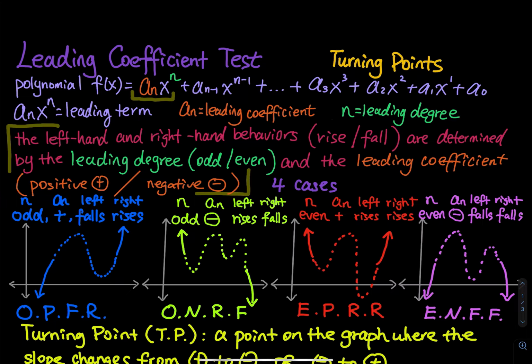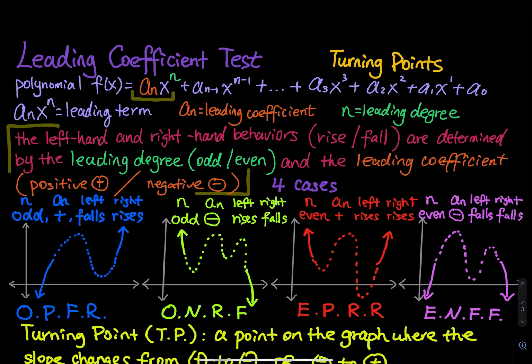What we have to look at is the leading degree. What is the leading degree? The leading degree is the biggest exponent, which is n, and a_n is the leading coefficient. The entire term a_n x to the n is called the leading term. That is the leader of the entire polynomial because this term has x raised to the largest exponent.